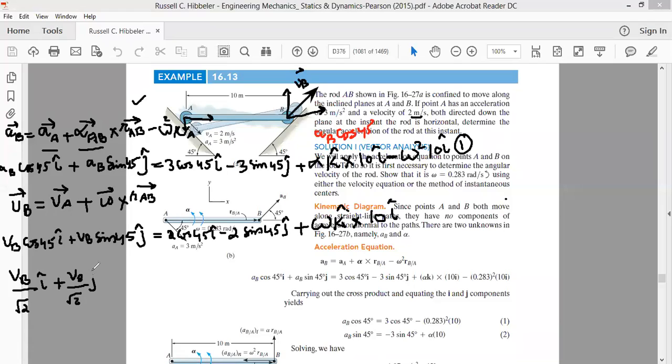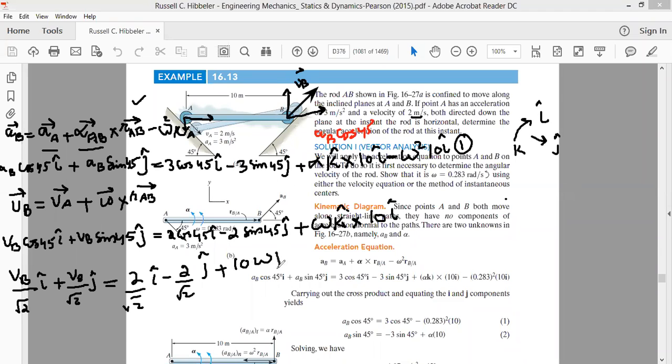So we have VB by under root 2 i cap plus VB by under root 2 j cap equal to 2 by under root 2 i cap minus 2 by under root 2 j cap. Then we have omega cross 10, that is 10 omega, then k cross i. We know this is i, this is j, this is k. K cross i is equal to j, since the sense is cyclic, it will be plus j. So it is 10 omega j cap.